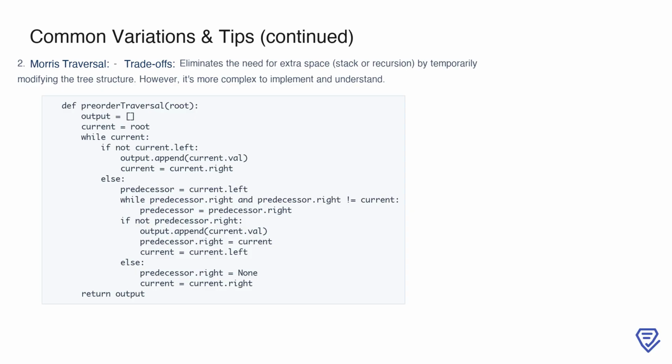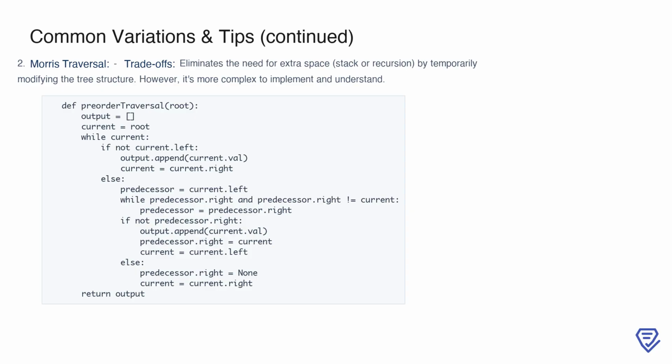Another advanced approach is Morris traversal, which eliminates the need for extra space, such as a stack or recursion, by temporarily modifying the tree structure. This method uses the concept of threading to traverse the tree. While it's space efficient, it is more complex to implement and less intuitive to understand. The idea is to establish temporary links between nodes to facilitate traversal without additional memory.